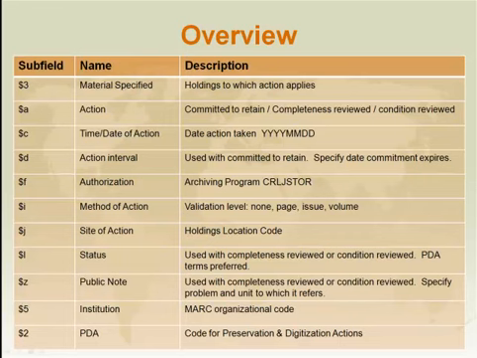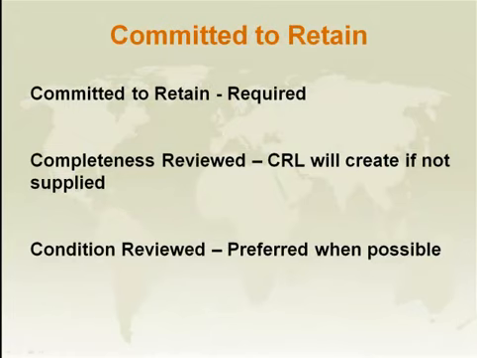So the first overview of the different subfields that CRL uses for the 583: this is the list of the required subfields for the 583 field. Each 583 is a little bit different. We require at least one 583, the committed to retain, and that's the same as the OCLC recommendations. So that one committed to retain is required. The completeness reviewed and the condition reviewed are recommended.